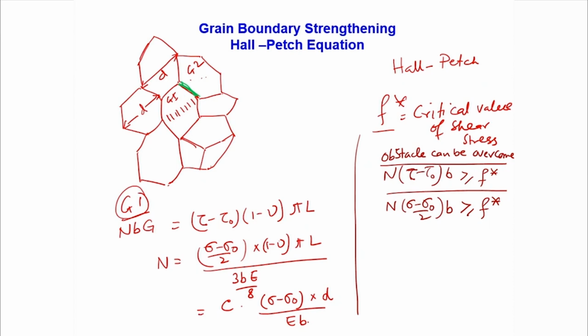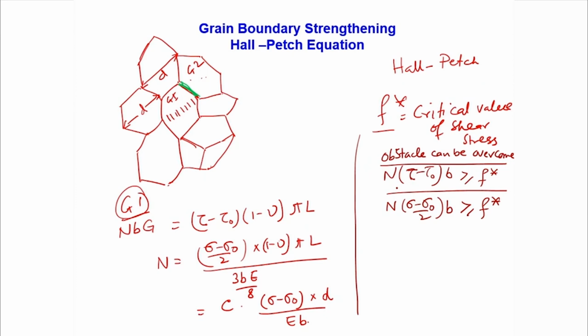And I told you what C is, so you can figure it out from this equation also. Therefore, the obstacle in the form of a grain boundary can be overcome only when this equation is satisfied: N times (tau minus tau 0) multiplied by B. NB is, as you know, the total displacement, multiplied by tau minus tau 0. Tau is the applied shear stress, and tau 0 is the shear stress used for other strengthening. So tau minus tau 0 is basically the shear stress applied because of dislocation pile up on the grain boundary. Once that reaches more than a critical value F star, this pile up will lead to the start of dislocation motion generation and movement in grain 2, right. That is what we discussed.